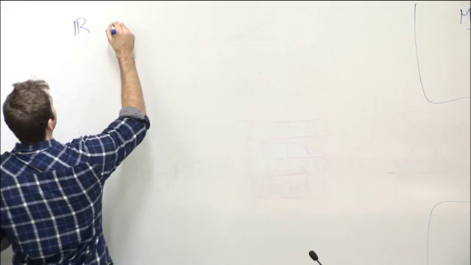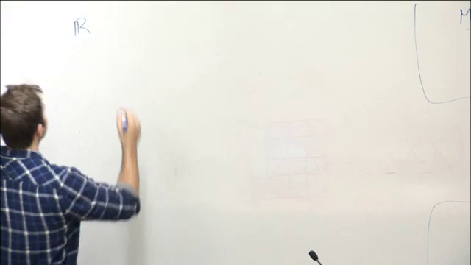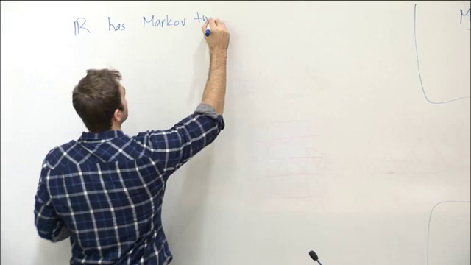Okay. Let's prove this fact that was first proved by Keith Ball, but we'll prove it in a more complicated way, that the real line has Markov type 2. Okay. This is our goal.